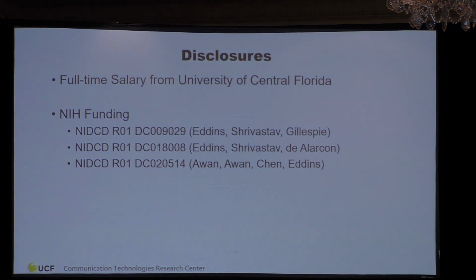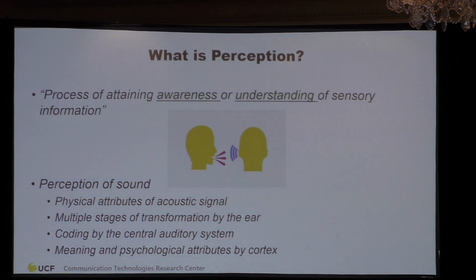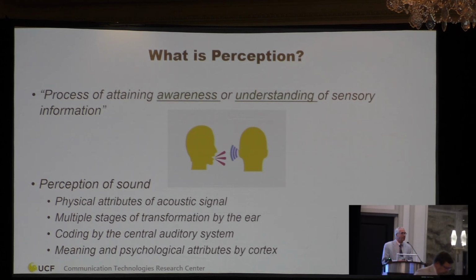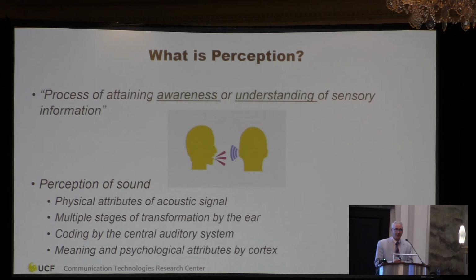So, disclosures. What is perception? Perception is the process of attaining awareness or understanding of sensory information. And of course, if we're talking about an acoustic signal and voice, we're primarily thinking about the sensory system, the auditory system. There are 5 sensory systems: taste, smell, touch, vision, and hearing. I suppose when we sing or talk, all 5 senses could be involved, but mainly the auditory system.